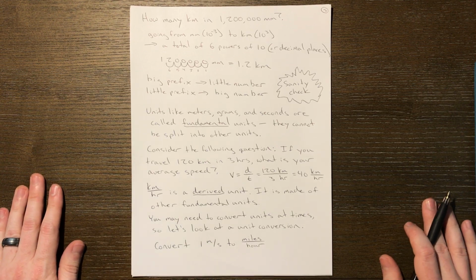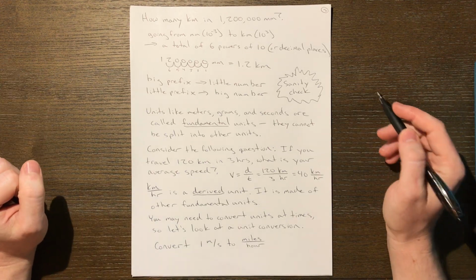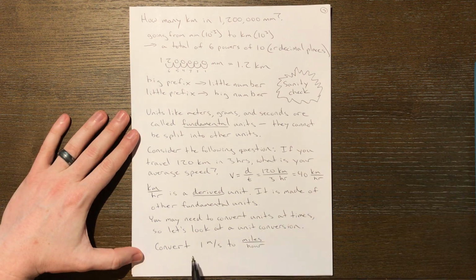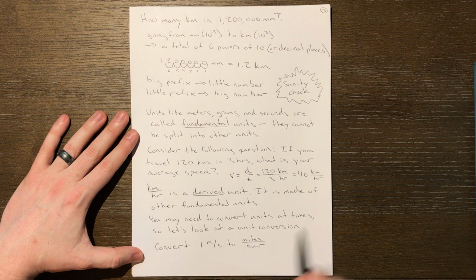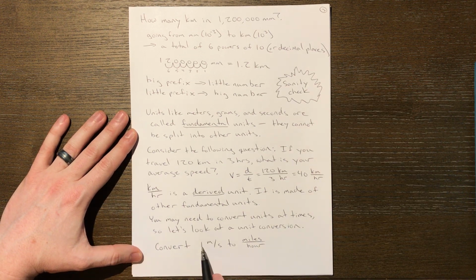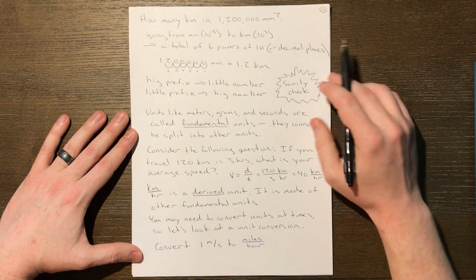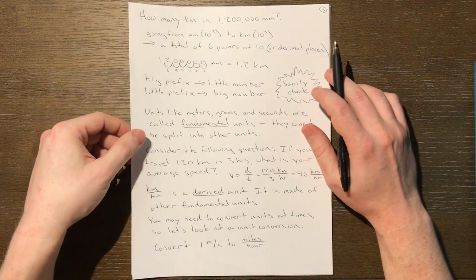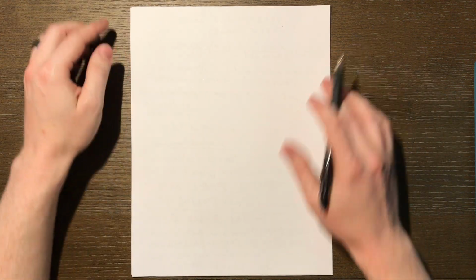Hello again. So we ended the previous video with an open question. You were tasked with converting 1 meter per second to miles per hour. Essentially, we're trying to come up with what number goes out front. What number of miles per hour is equivalent to 1 meter per second? And so let's look at how we make such unit conversions.